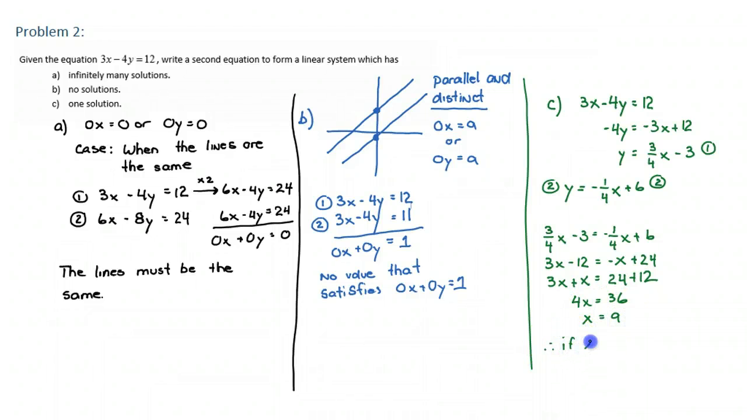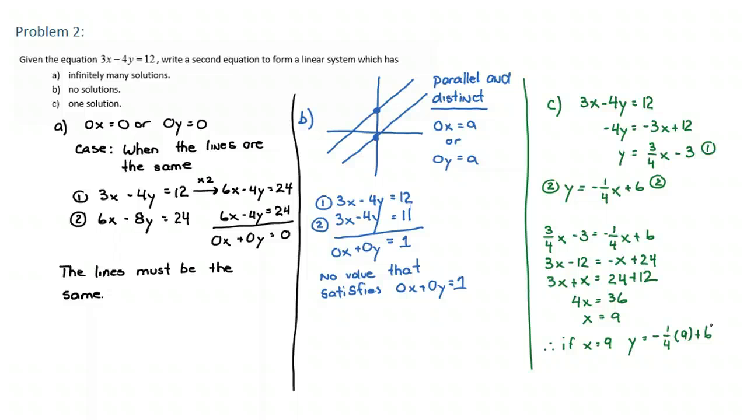Therefore, if x is equal to 9, we can sub this 9 back in. y is equal to negative 1 over 4 times 9 plus 6. And of course, I can get my calculator out and work that out if I need to.